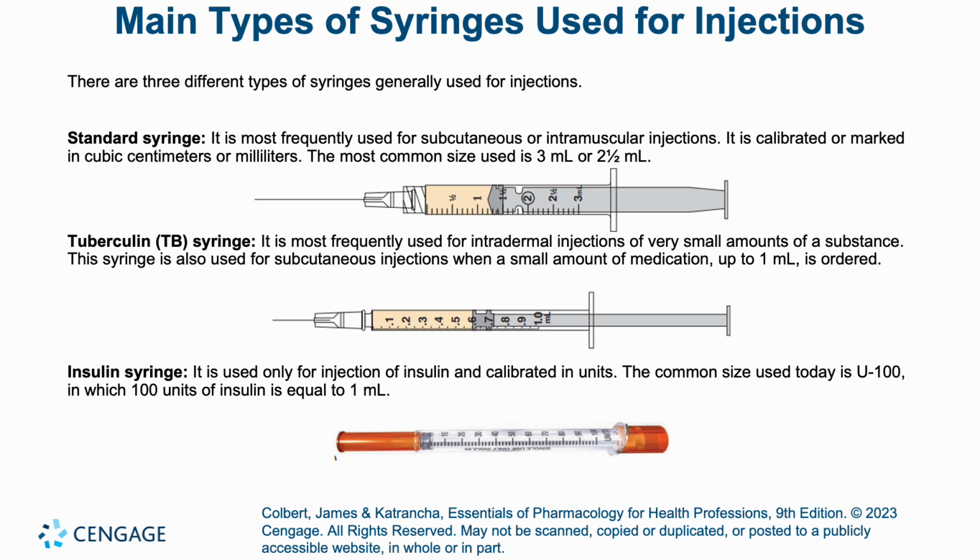Tuberculin or TB syringe. This type of syringe is most frequently used for intradermal injections of very small amounts of a substance. So remember, intradermal, into the skin, just right under the top layer of skin.